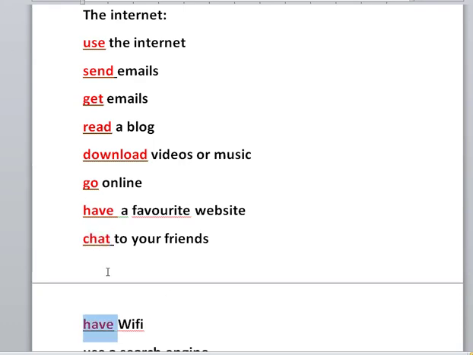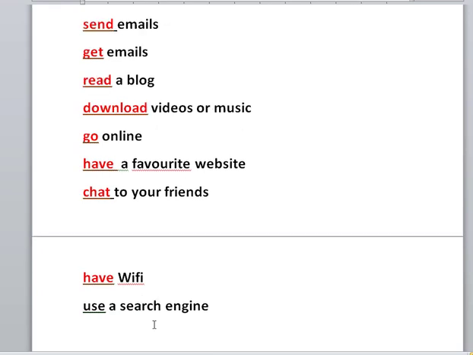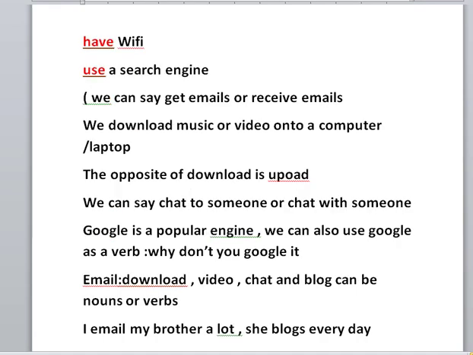Use, send, get, read, download, go, have, chat, have, and also use. It's all about vocabulary to use the internet. It's very helpful for you. We can say get emails or receive emails. There is no difference between them.